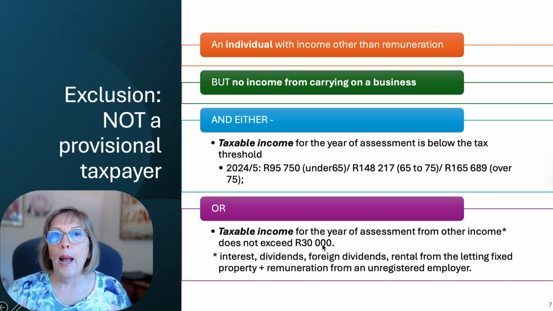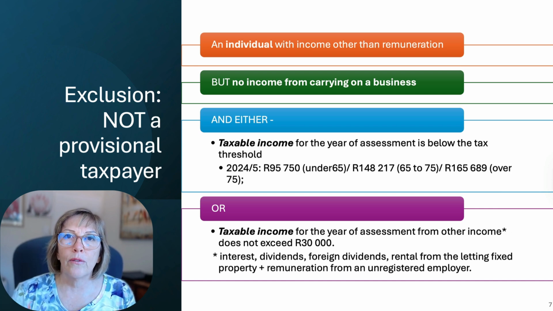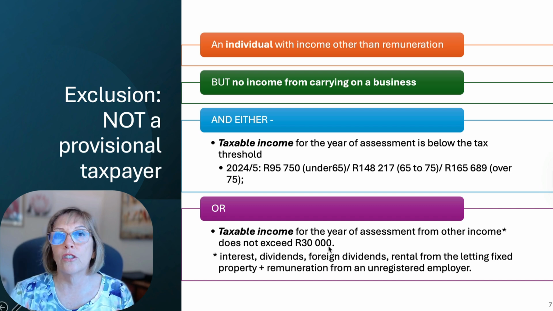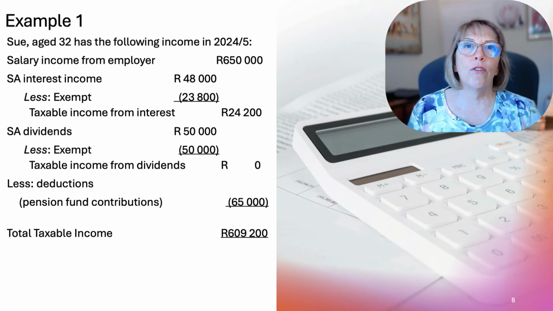So you might earn R1 million remuneration, and you might earn a certain amount of interest, as long as the taxable income from the interest does not exceed 30,000, you will not be a provisional taxpayer. Now we'll go through some examples to illustrate this. Let's have a look at the first one.